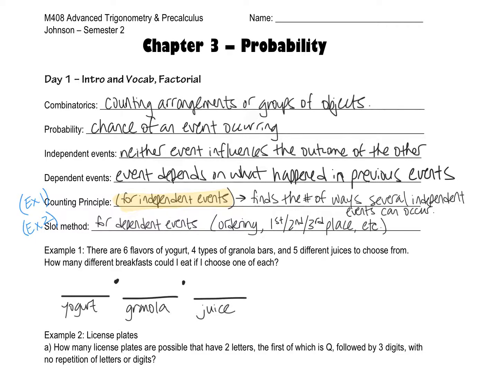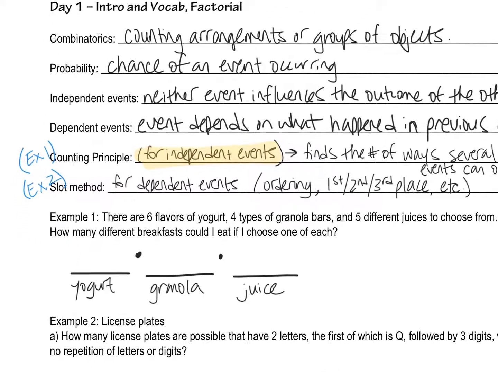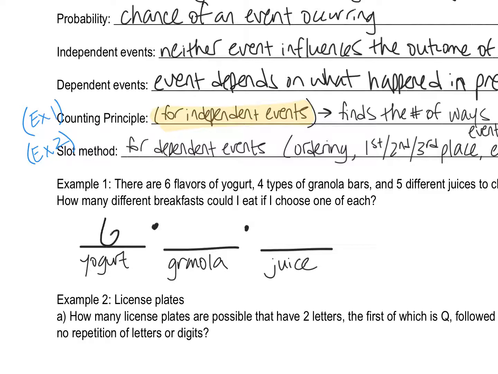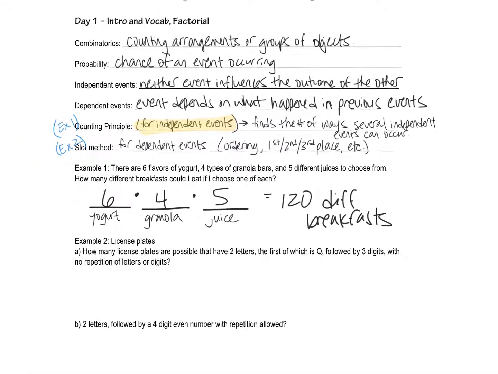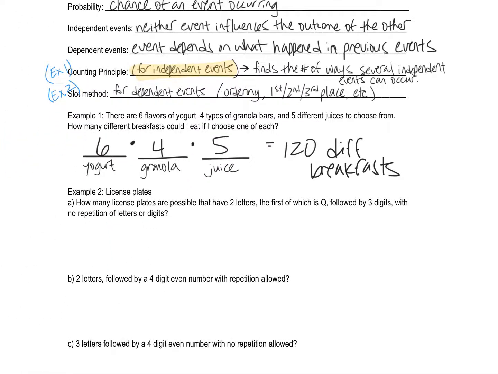And for the slot method, you always multiply these things. So different types of yogurt, there were 6 of those. There were 4 different granola bars and 5 different types of juice. All you do, you guys, is multiply those straight across and you get 120 different breakfasts. So super simple, and hopefully you remember doing a little bit of that from geometry. If not, nothing too crazy to have to worry about.